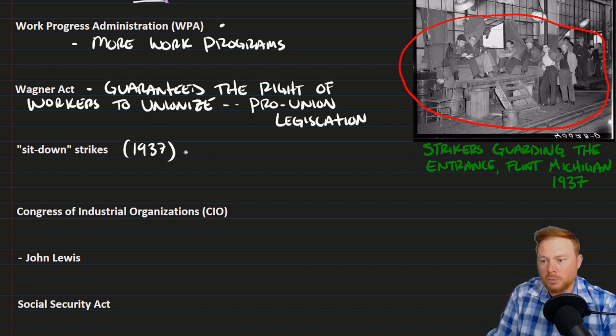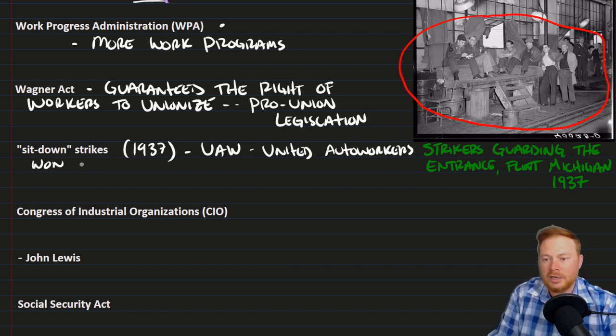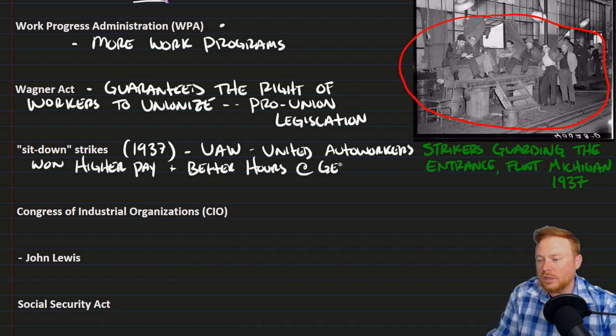For example, one series of incidents known as the sit-down strikes occurred in 1937, which you also see depicted here. These are strikers guarding the factory in Michigan. The sit-down strikes were when the UAW, the United Auto Workers, won higher pay and better hours. And this was, I believe, at General Motors.